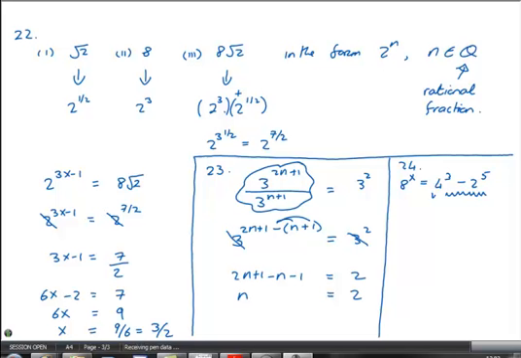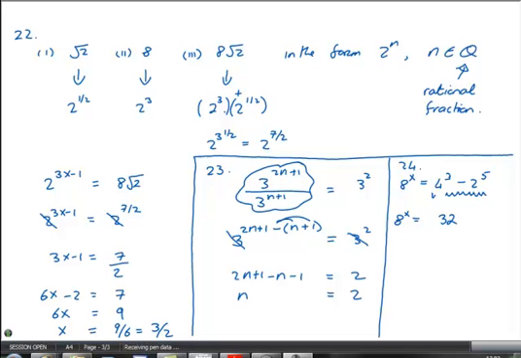4 to the 3 minus 2 to the 5, they're not being added. Well, even if they were, there's still no rule. They're not being multiplied and they're not being divided. So there's no rule of indices that allows us to work with that. So the only thing that we can do for the moment is work it out. So you put it into your calculator and see what comes back. And you'll get 32.